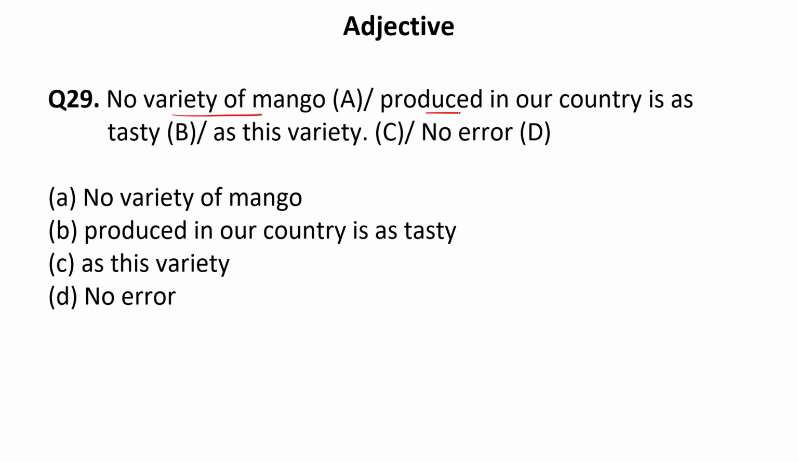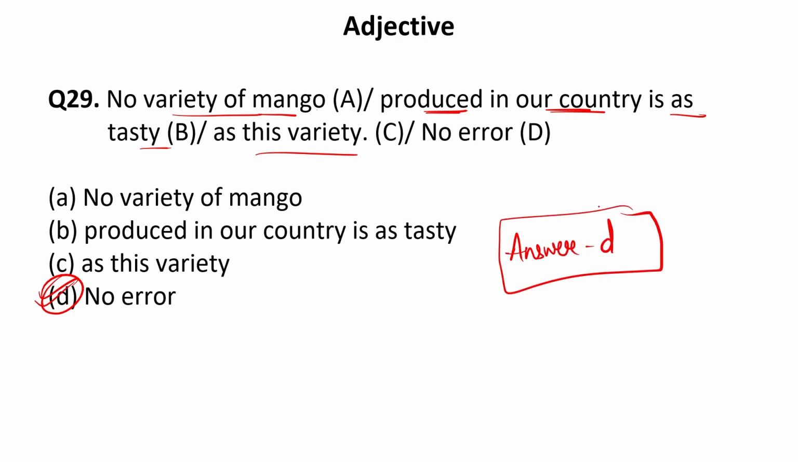Now let us move to the next one. No variety of mango produced in our country is as tasty as this variety. Now, in this sentence, it means we are comparing any variety of mango is as tasty as this variety. So, the sentence is absolutely correct. There is no error. So, our answer is D. That is no error.